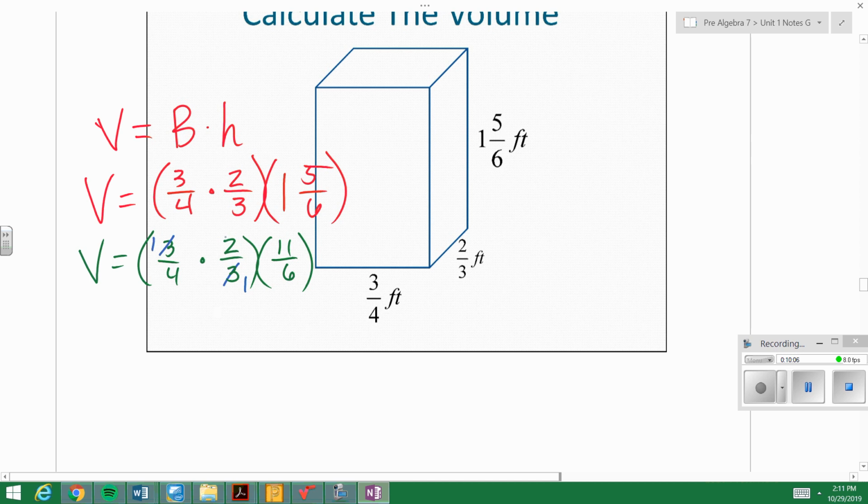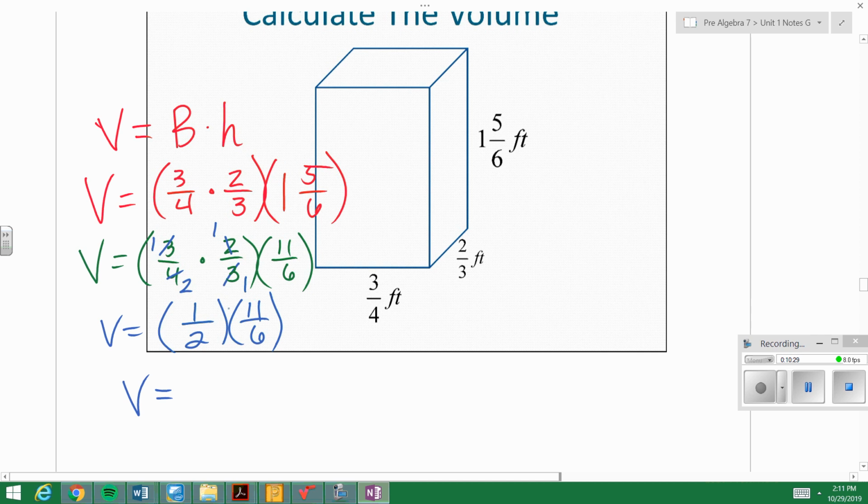A 2 diagonal from a 4 will turn into a 1 over a 2. So I have simplified in my parentheses using cross canceling, knowing that the product of 3/4 times 2/3 is just simply a half. And I'll multiply that times my 11/6. Remember, this 1 and 5/6 has to become that improper fraction before you can multiply.